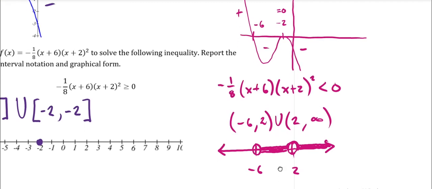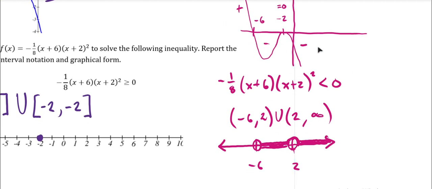And so what we would have in that case, if we were asking for where is it strictly negative, it would be between negative 6 and 2 and after 2, but not at negative 6 and not at 2. So we would have to leave those out the same way that we excise points when we're dividing by zeros. We would have to leave out the 2 with this collection of symbols.